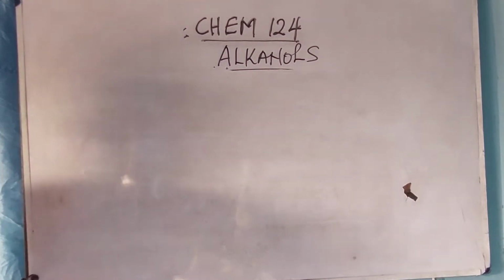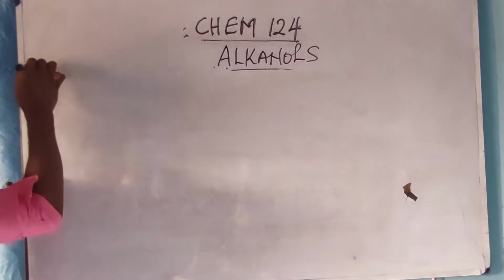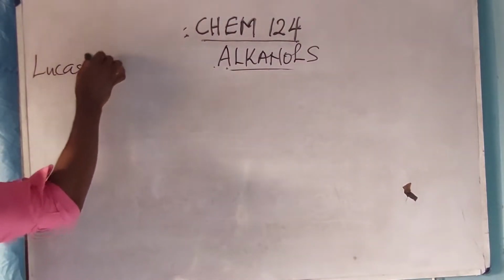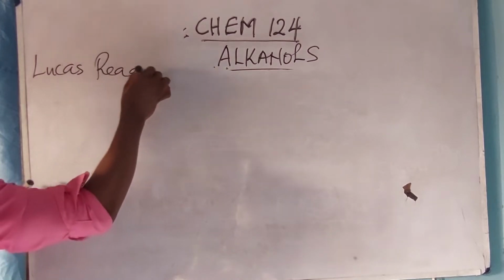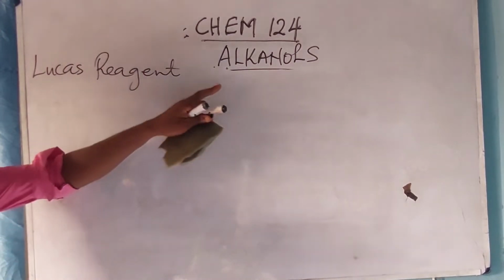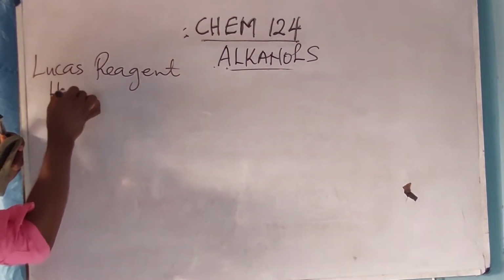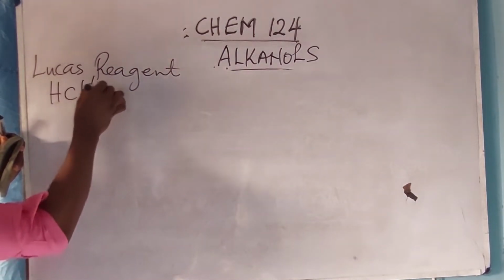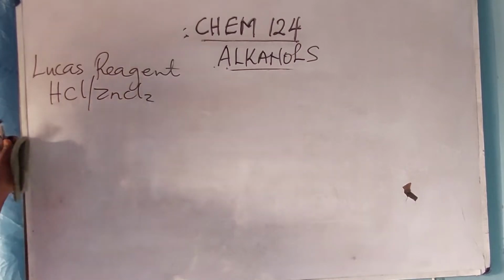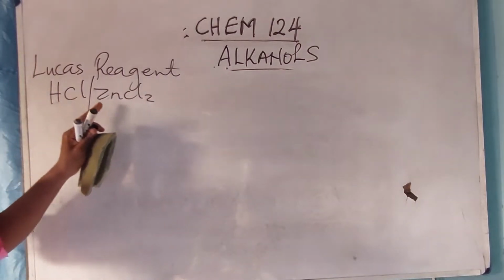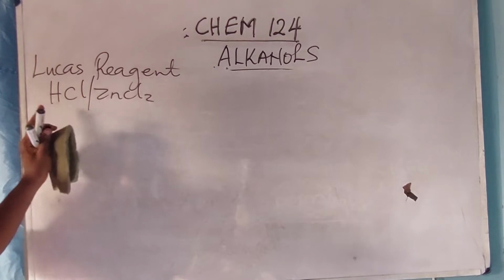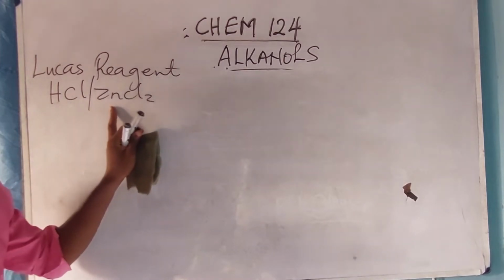Okay, let me give you the test first. How do we test for alkanols? Alkanols are tested using Lucas reagent. Lucas reagent is a combination of concentrated hydrochloric acid and zinc chloride. Lucas reagent is used to test for alkanols. It's a combination of HCl and zinc chloride.